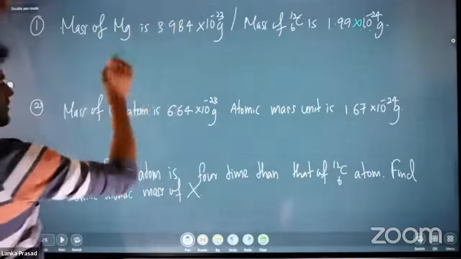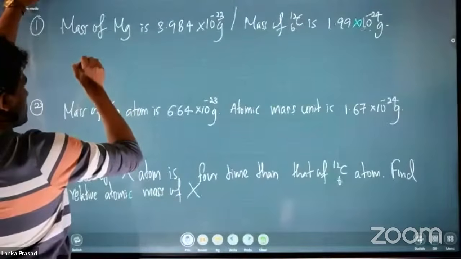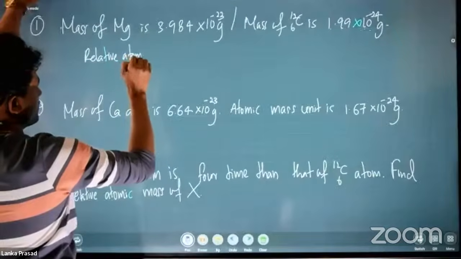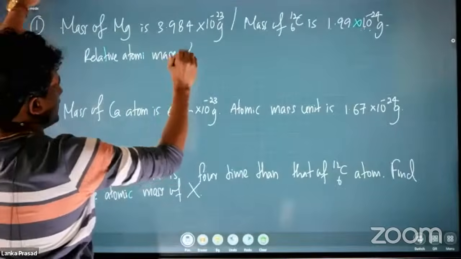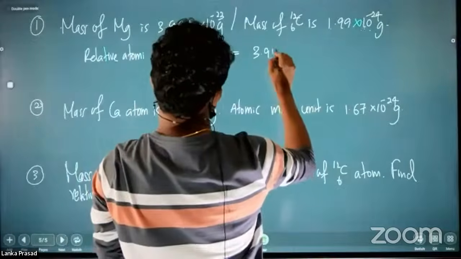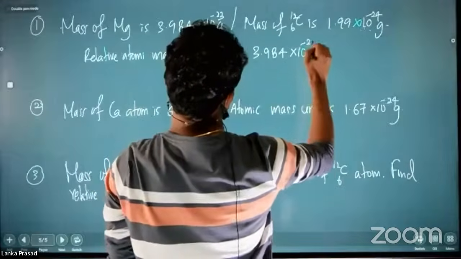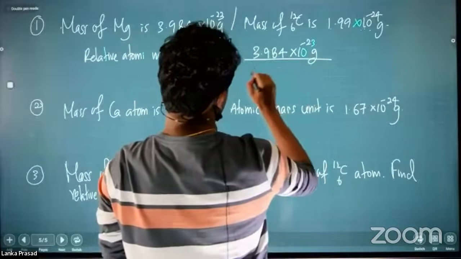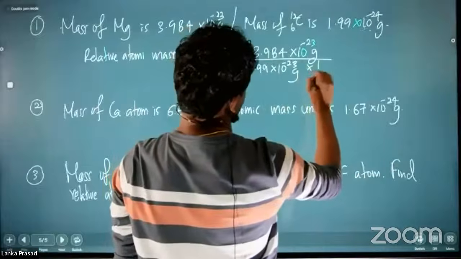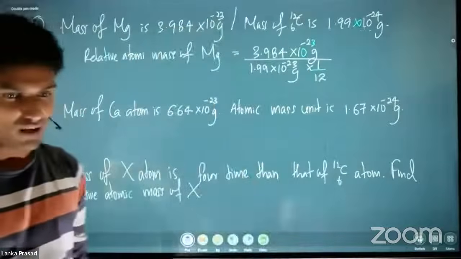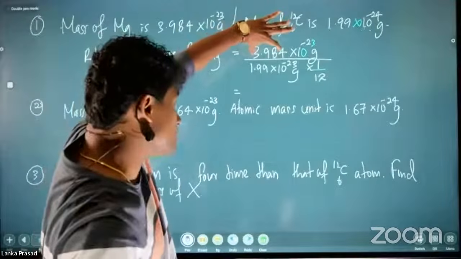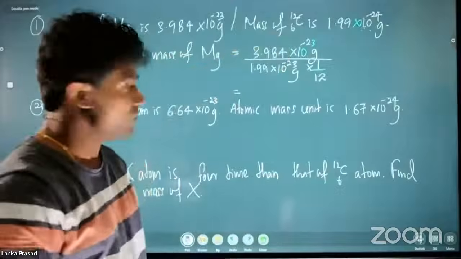Easy, no? Now look at that. Find the relative atomic mass of magnesium. 3.984 times 10 to the power minus 23 grams should be divided by 1.99 times 10 to the power minus 23 grams times 1 over 12. That's the simplification part. Then simplify that. So how do you simplify that? We have to multiply that number by 6, no? Yes, right.